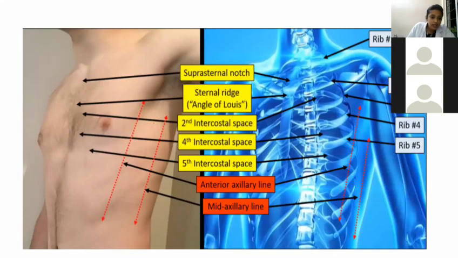Then here you can see the anterior axillary line. This is also an imaginary line. In the anterior axillary line, fifth intercostal space, V5 is placed. And here you can see the mid-axillary line. Here, fifth intercostal space, V6 will be placed. So in this way, the chest leads will be placed.